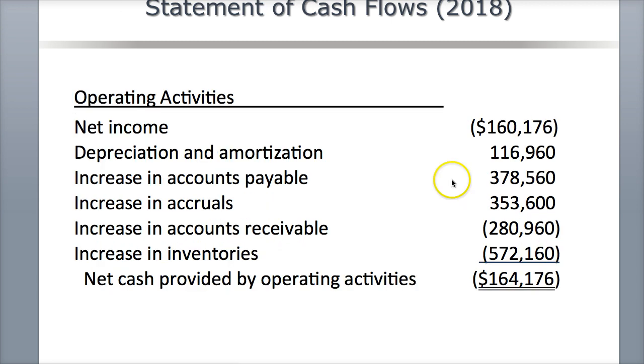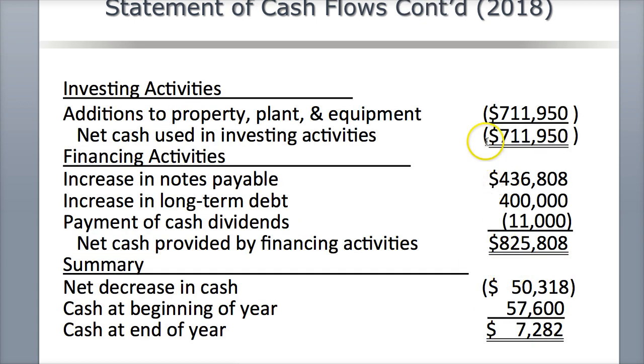not from financing. So here's our operations. This is part one of our cash flow. Cash decreased from operations. So if we take the negative 164 and add it to the negative 711 plus the positive 825, we have a decrease in cash of 50,000. So our cash at the beginning of the year was 57. Now we ended up at 7. So that's where that came from on the balance sheet.